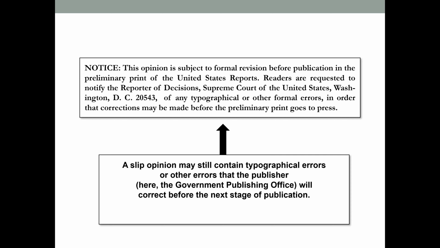And in fact, the editor invites readers to contact the editor in the event a reader has found a typo or other non-substantive error, so that those corrections can be made before the preliminary print goes to press. Well, what is a preliminary print? Well, that's the advance sheet. That's the third stage of publication that we're going to talk about next.